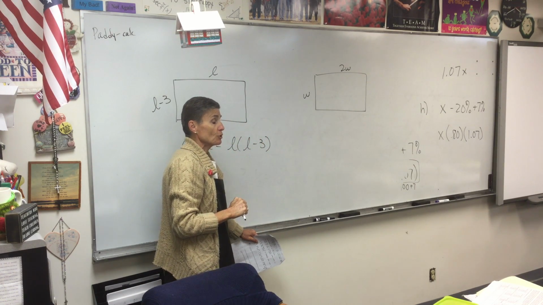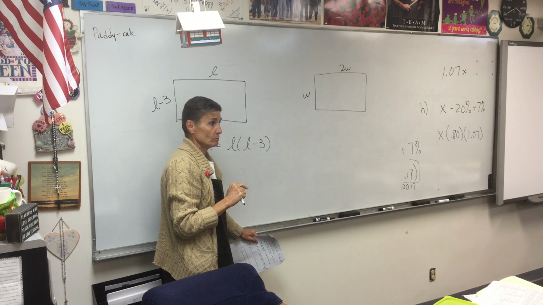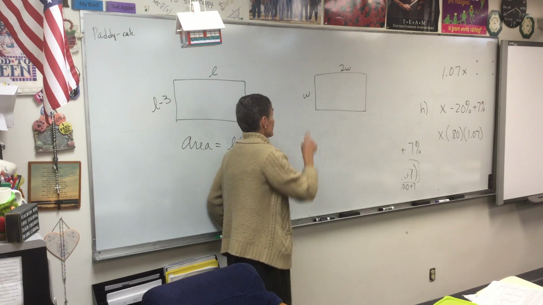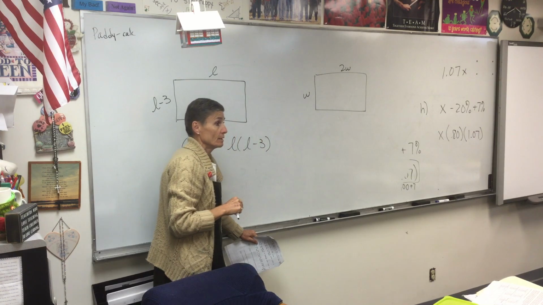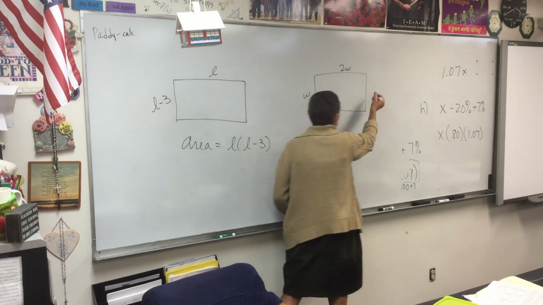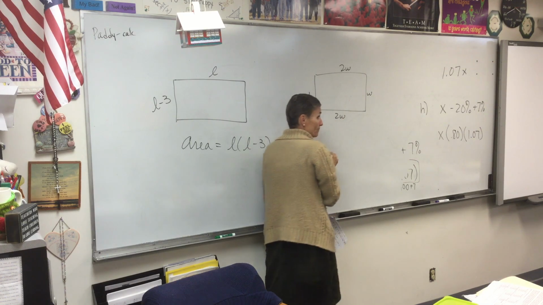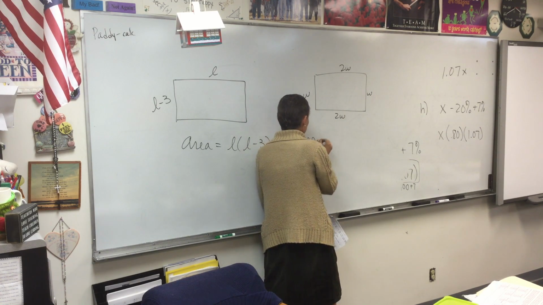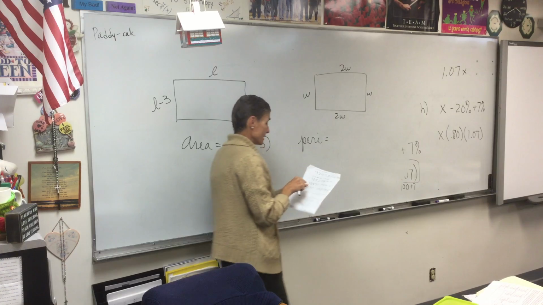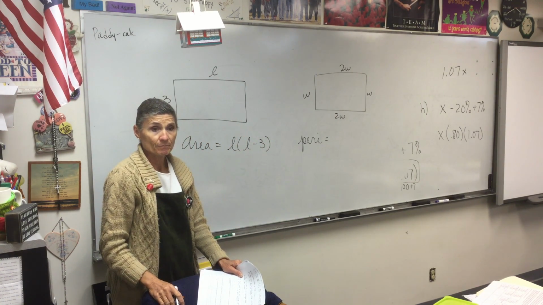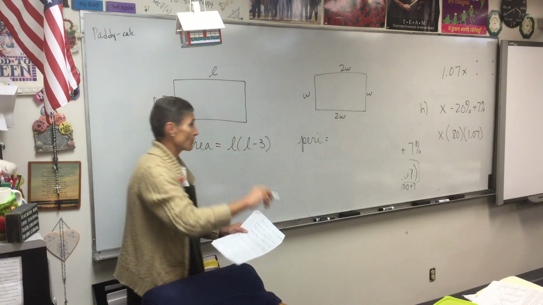No, now you don't want L and 2L, do you? No, because the length is 2 times the width. Now, if that's W, this is W, and this is 2W. This time I want perimeter, folks. I don't want area. It says find the perimeter. What does perimeter mean? Add them all up, distance around.